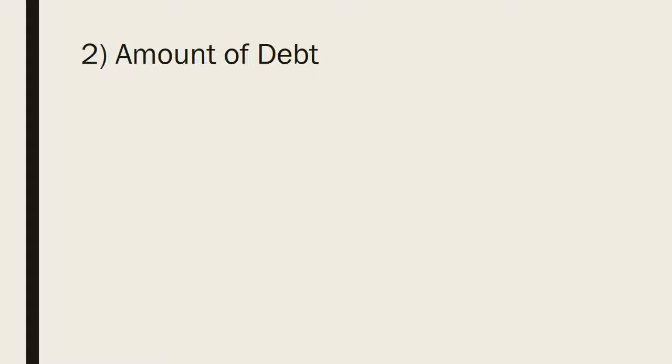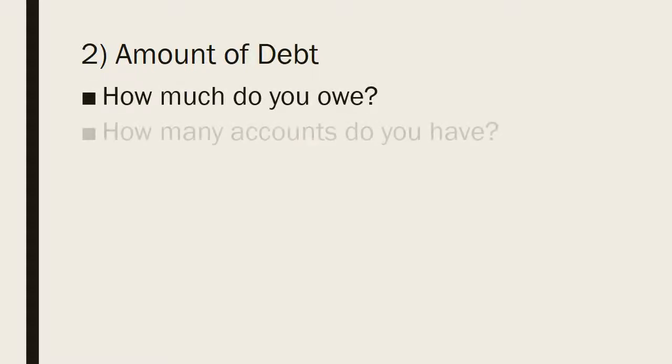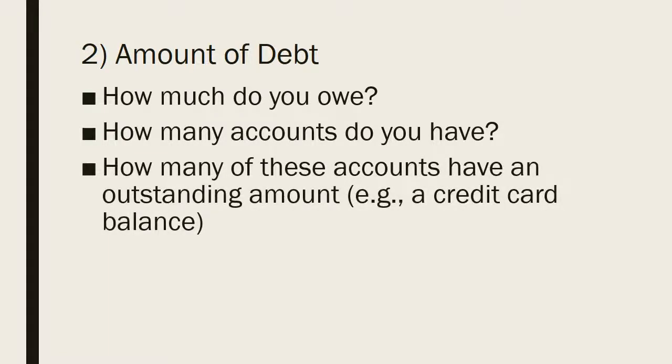So with the second category, amount of debt, first of all, how much do you owe in total? And also, how many accounts do you have? So I have a total of, say, $20,000 owed, and that could be across, say, an auto loan and some credit cards. How many of these accounts have an outstanding amount? So if your credit card balance is 0, then it's 0. But if your credit card has, say, your balance for that month, there's also the amount that you owe, say, on your mortgage or, say, on an auto loan.